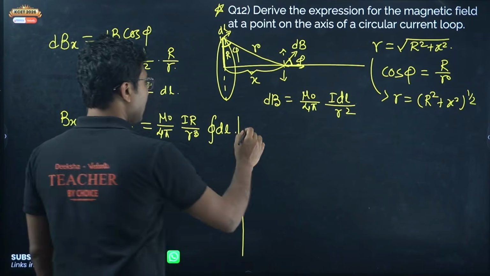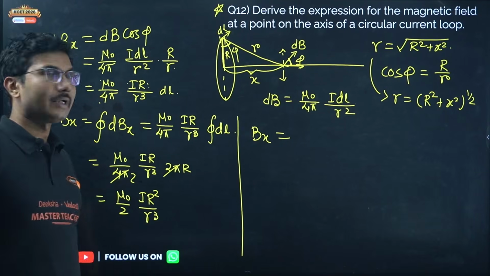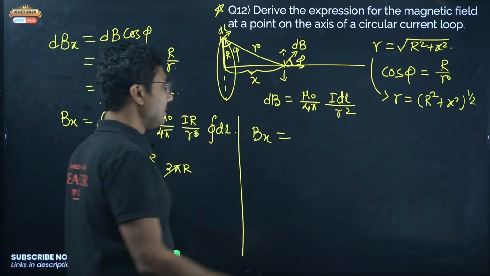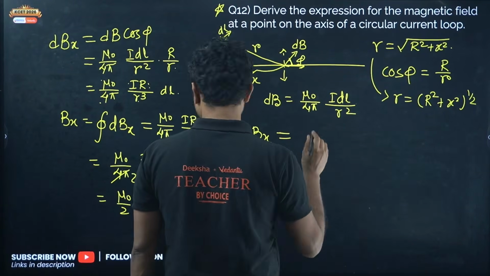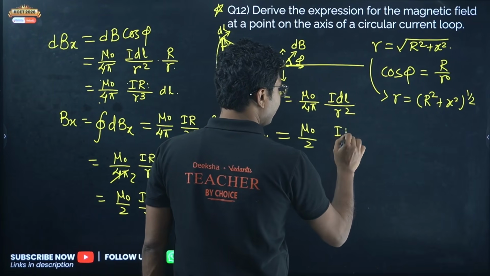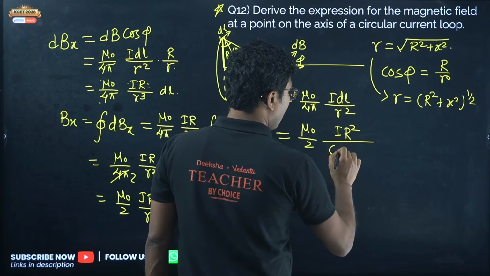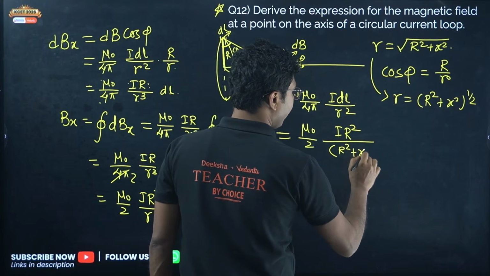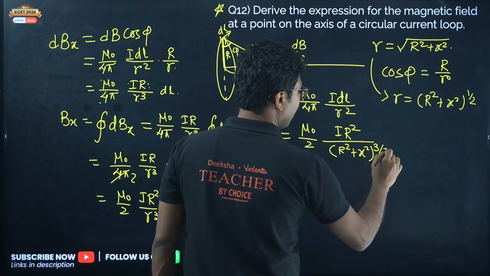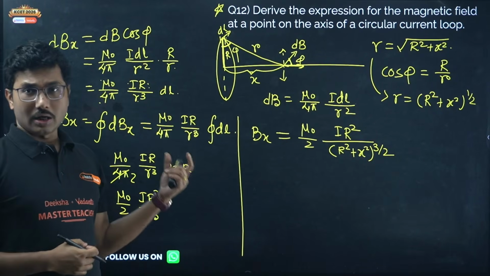So we can write that x component of the magnetic field, actually this is the only magnetic field left, the y component already cancelled, so that's why we are writing Bx = μ0/2 · I r² divided by (r² + x²) to the power 3/2. This is the derivation. Now after this derivation there are two special cases.